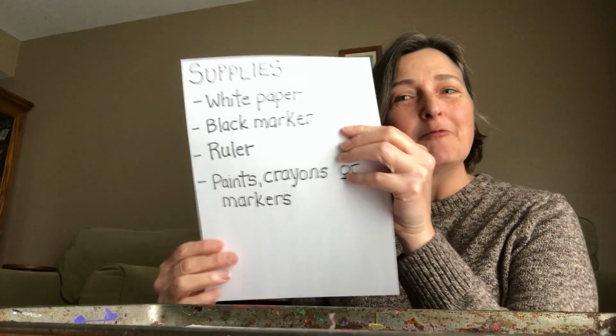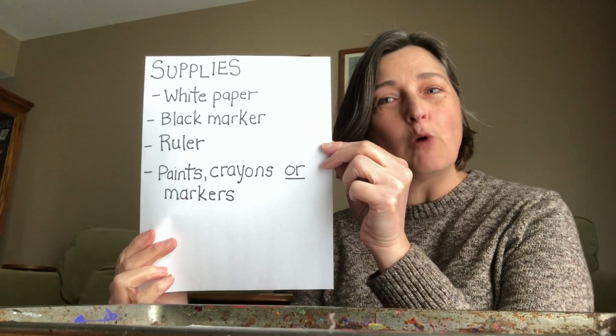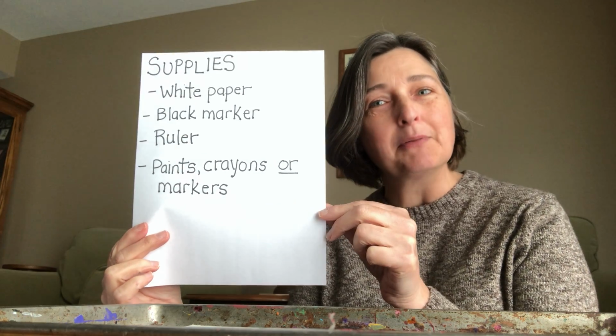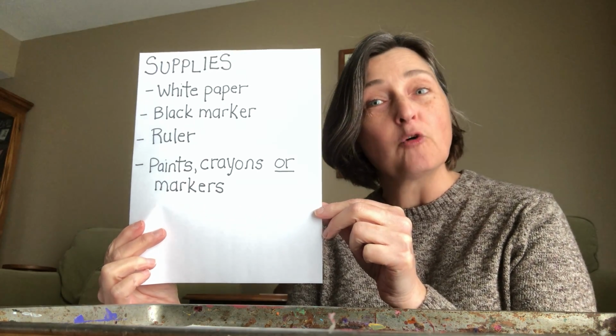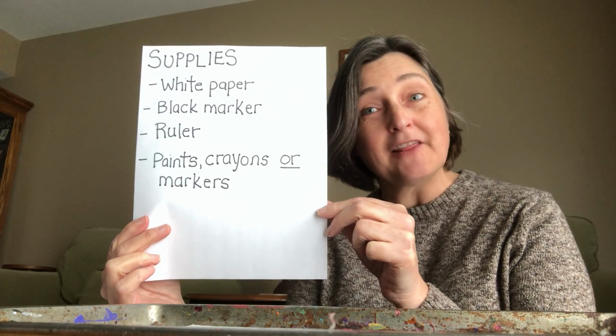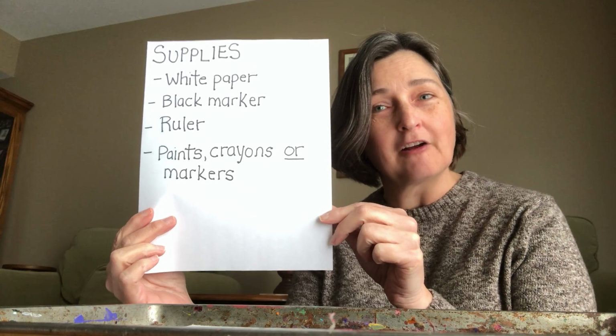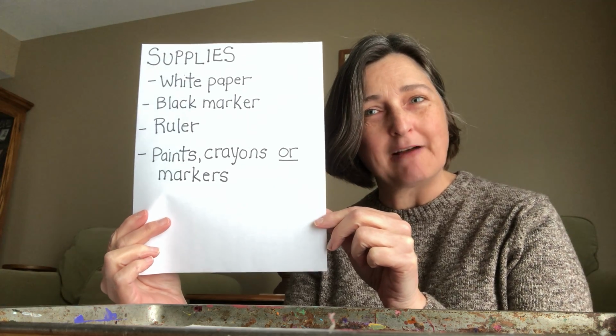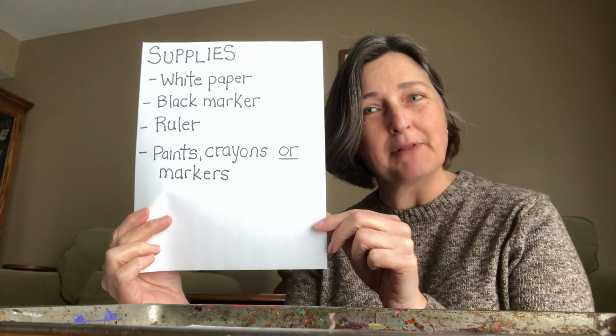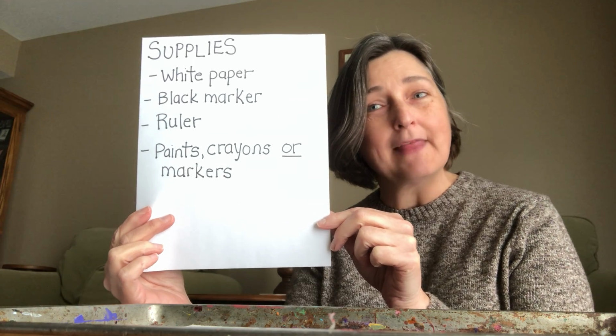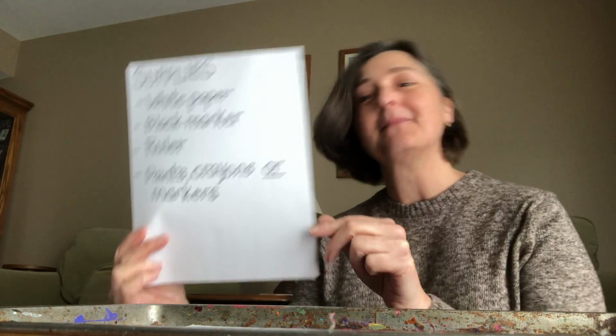Our supplies today are really simple. You need to find a white piece of paper, a black marker, a ruler, and then either paints or crayons or markers, whatever coloring thing that you would like to use and you're allowed to use. So a white paper, a black marker, a ruler, and then paints, crayons, or markers.